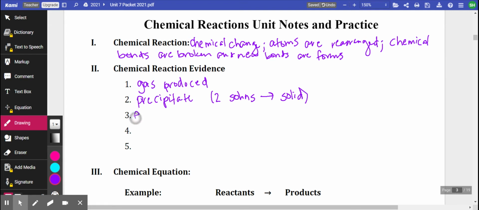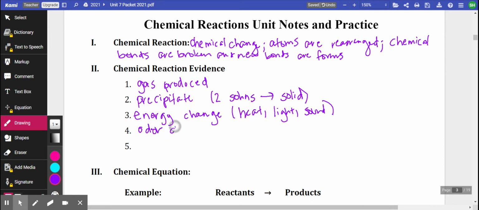You could have an energy change. It could make the container that the reaction is taking place in warmer or colder, so you have a change in heat. You could see light being emitted. You could even hear sound, like for example in an explosion. You could have an odor change. You could have a color change, which often happens with a precipitate.